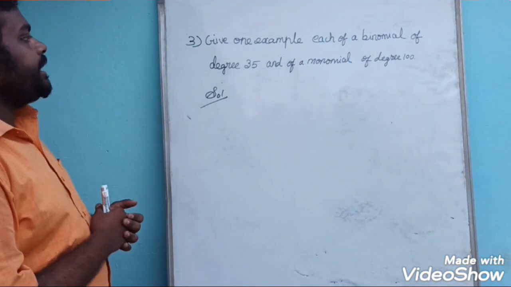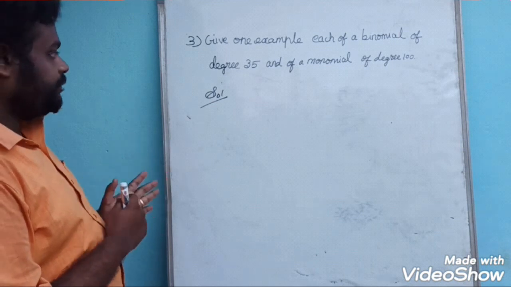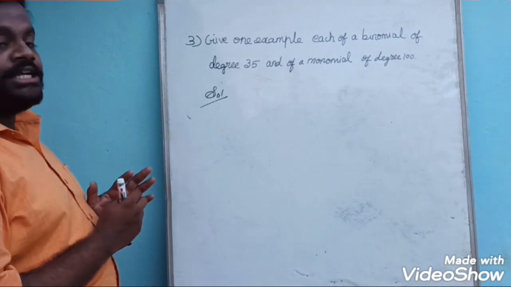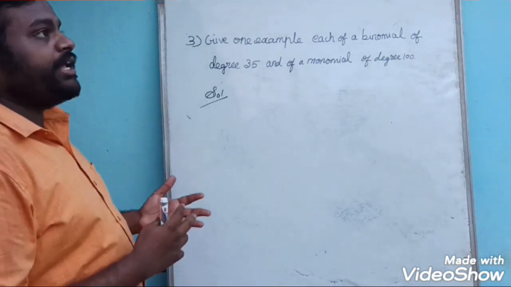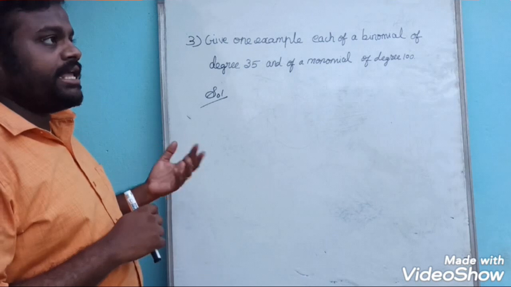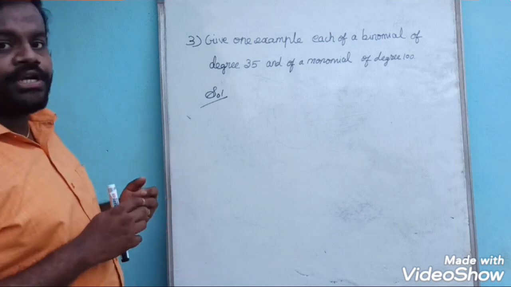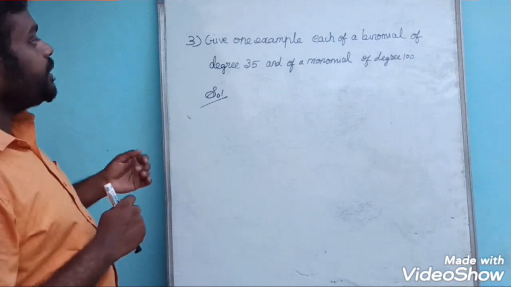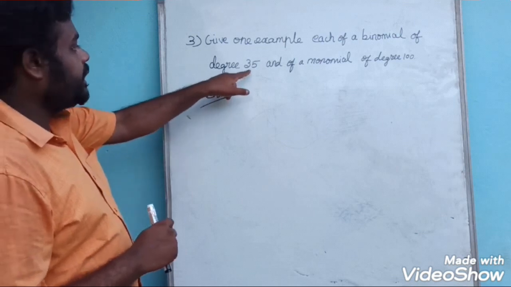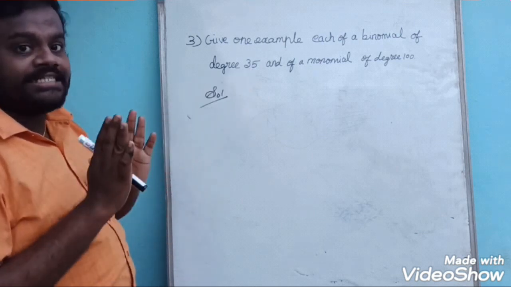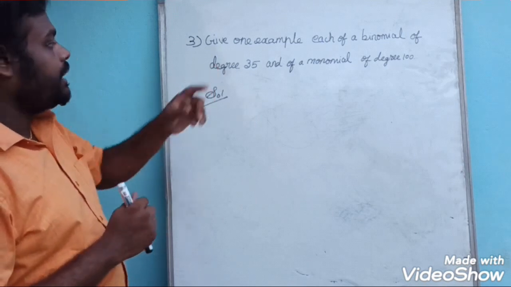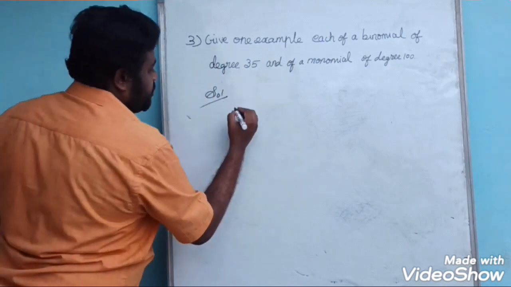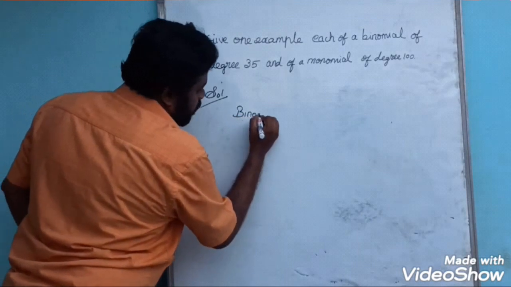So next we move on to the third problem. Now we see question number 3. Give one example each of a binomial of degree 35 and of a monomial of degree 100. Here it's your choice. We can take any variable like a, b, c, d up to z. Already you know that degree means the highest power of the variable. So the highest powers given are 35 and 100.